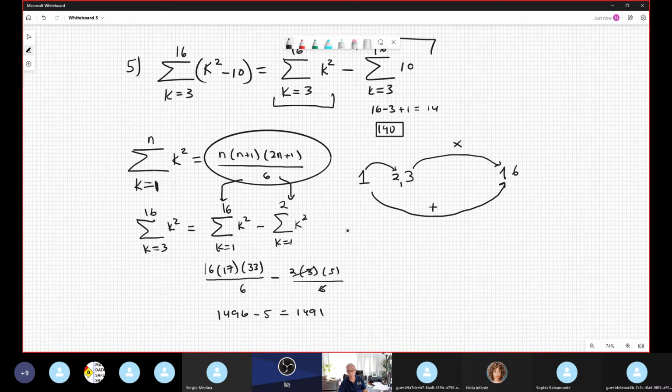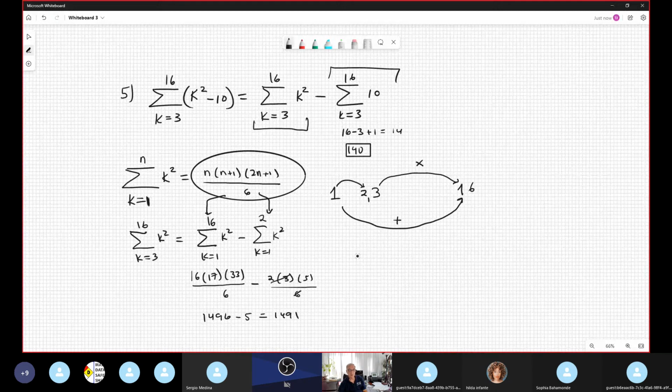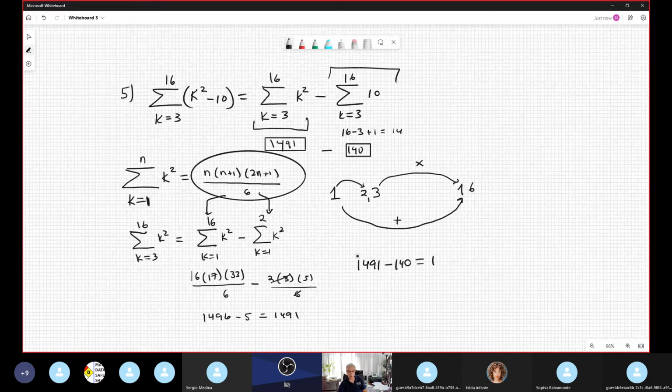Okay, and is that the final answer? No, this is the answer for that part. For the first summation, it was complicated. But the total answer is this and this together. No, subtraction, sorry, subtraction. Is 1,491 minus 140. And the answer is 1,350. Boom, final answer.